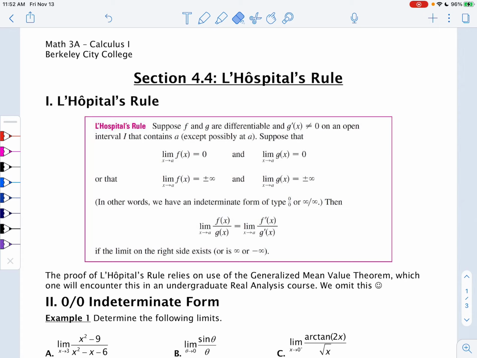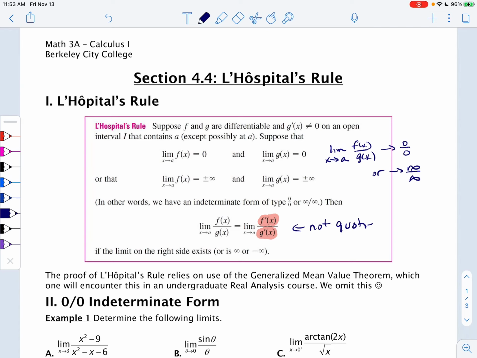But the main rule is that if we've got a limit of a quotient, the limit as x approaches a of f of x over g of x, and that limit approaches 0 over 0 or infinity over infinity, then we can apply L'Hopital's rule and state that the limit is equal to the limit of the derivative of f of x over the derivative of g of x. This is not the quotient rule. It's just take the derivative of the numerator over the derivative of the denominator.